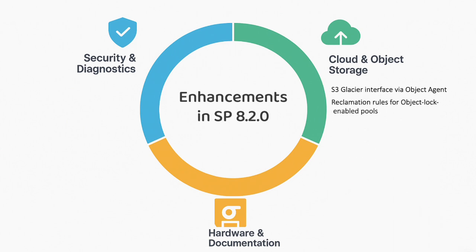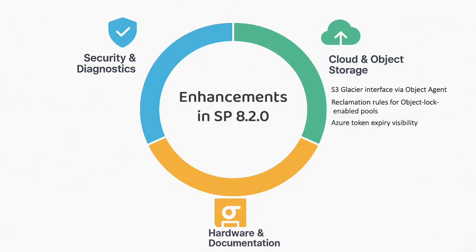Another major addition is reclamation rule support for object lock enabled cloud container pools. Earlier, pools with object lock enabled couldn't use reclamation effectively. Now you can define reclamation rules, reduce cloud storage cost, maintain compliance, and keep locked objects untouched. This is a huge win for organizations with strict compliance or retention needs.